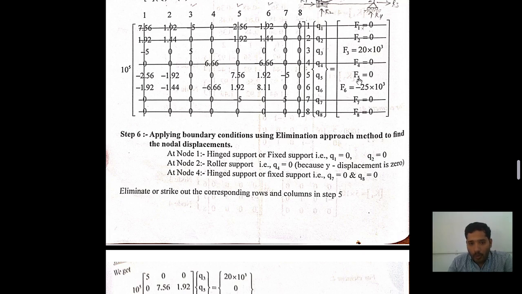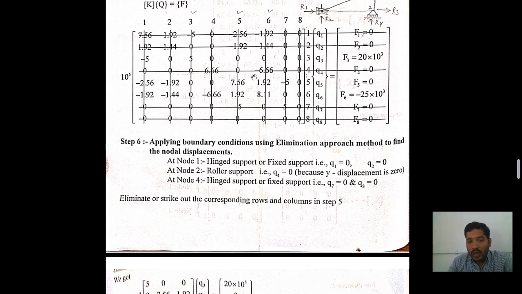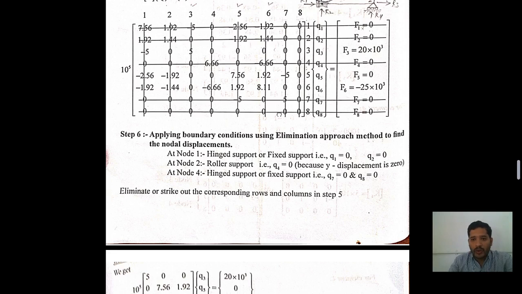Clear? Again come to this point here, F5 value or Q5 value we can say that. So here 0, again in the 5 7.56, again here 1.92. Already marked here above. Is it right? It should be very useful for you guys.